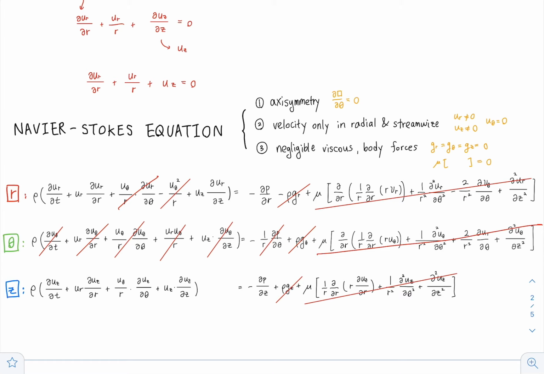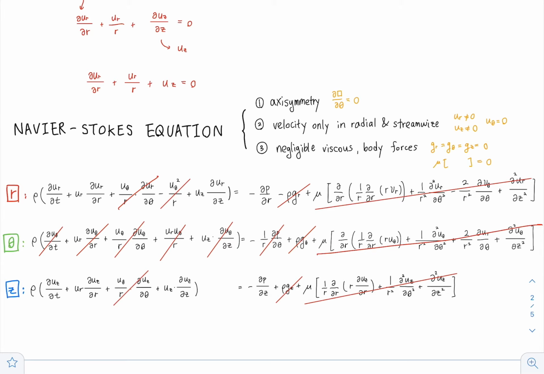Okay, and we will also say that this guy is going to go to 0. Right, that's about it. So in our equation, we have only these three components for the r equation on the left-hand side, and only the pressure term survives on the right-hand side. And for our z equation, we are going to have only these three terms on the left and only the pressure term on the right.